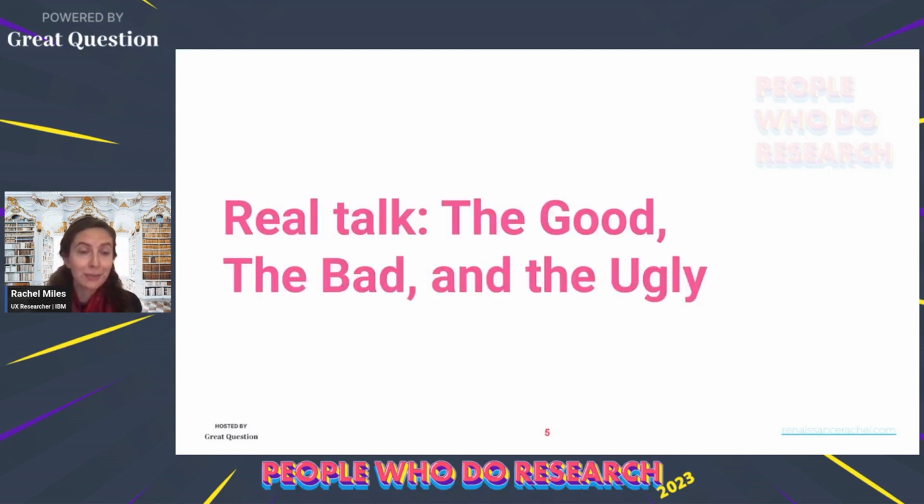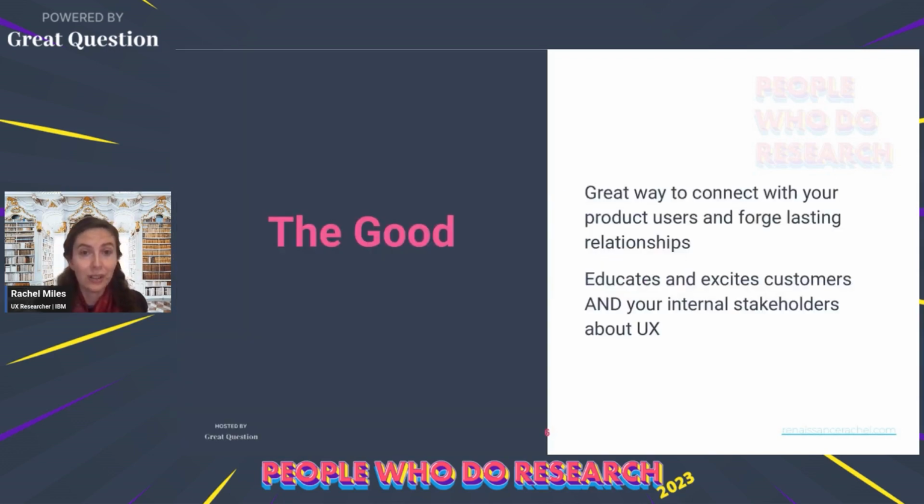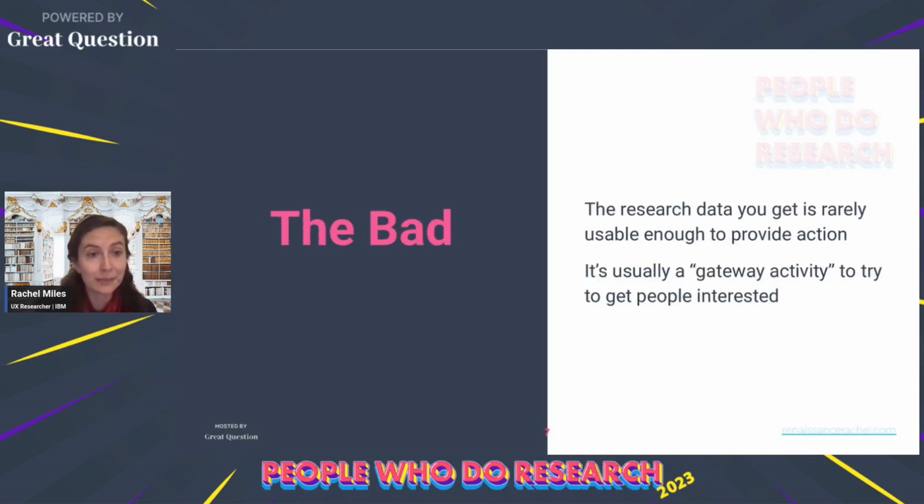But there are definitely some pros and cons about conferences in general. The great thing about conferences is, again, forging relationships and connecting with product users, because that's where they are. And it's also a really good way to educate and excite people about UX. It's a great way to excite your customers or product users, and also the people that you work with. It might be a really great educational opportunity for them. And I'll talk a bit more about that later.